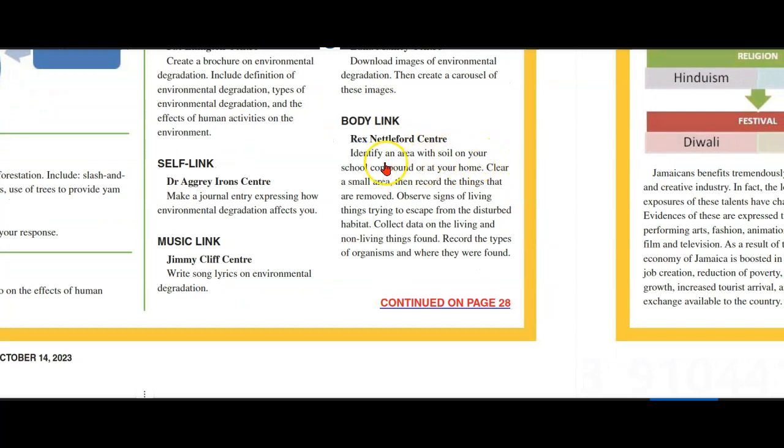Body link. Identify an area with soil on your school compound or at your home. Clear a small area, then record the things that are removed. Observe signs of living things trying to escape from the disturbed habitat. Collect data on the living and non-living things found. Record the types of organisms and where they are found. So sometimes when you brush out a little place, you might see ants moving, you might see worms, you might see other little things trying to move. Record some of those things so that we can know.